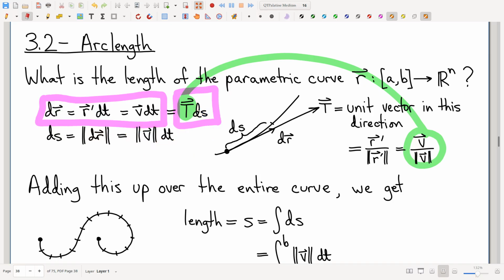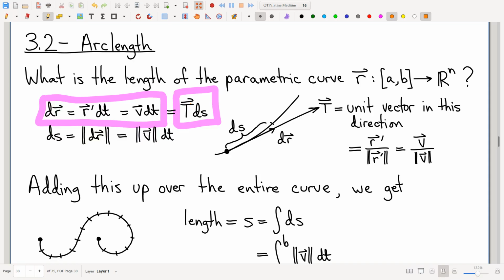But here's, I think, a better way to think about it. Let's just talk about what are the defining characteristics of dr and what are the defining characteristics of T ds. Well, dr points tangent to the curve. So does T. And so does, therefore, T ds. So these two vectors point in the same direction. That much is clear. And now let's ask, what are their magnitudes? Well, the magnitude of dr is ds.